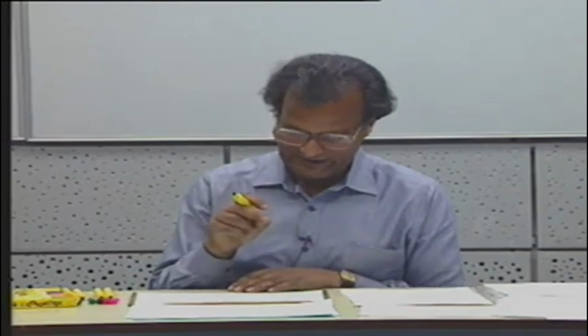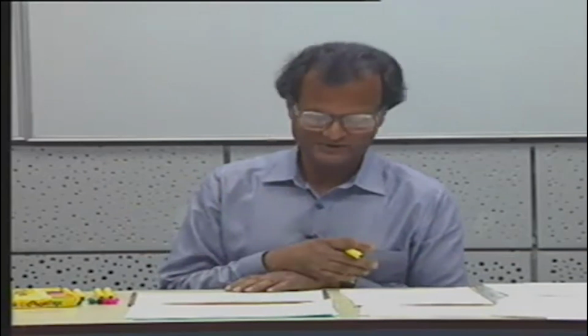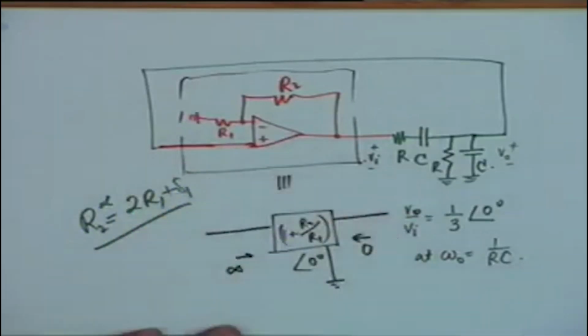Now for starting oscillations, this must be remembered: if you make exactly R2 equal to 2 R1, it may not start the oscillations, because this is the condition for oscillation, that is a marginal condition. You should use slightly greater than 2 R1, so that the gain is slightly greater than 3. This is a practical trick. The gain has to be slightly greater than 3, then only the oscillation shall start.